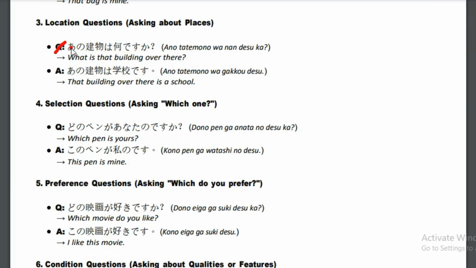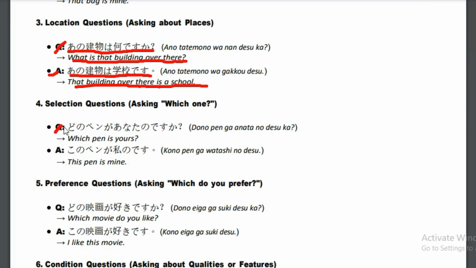So the next question is Ano tademono wa nan desu ka? Means what is that building over there? So the answer would be Ano tademono wa gakkou desu. Means that building over there is a school.